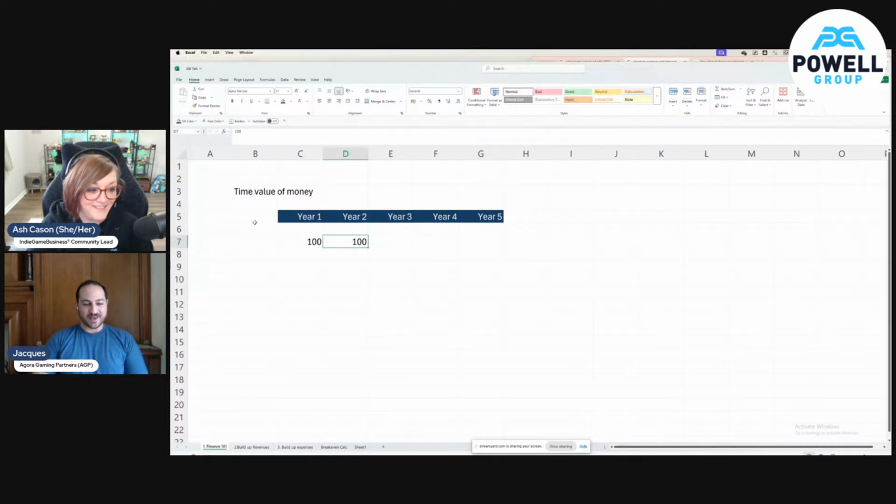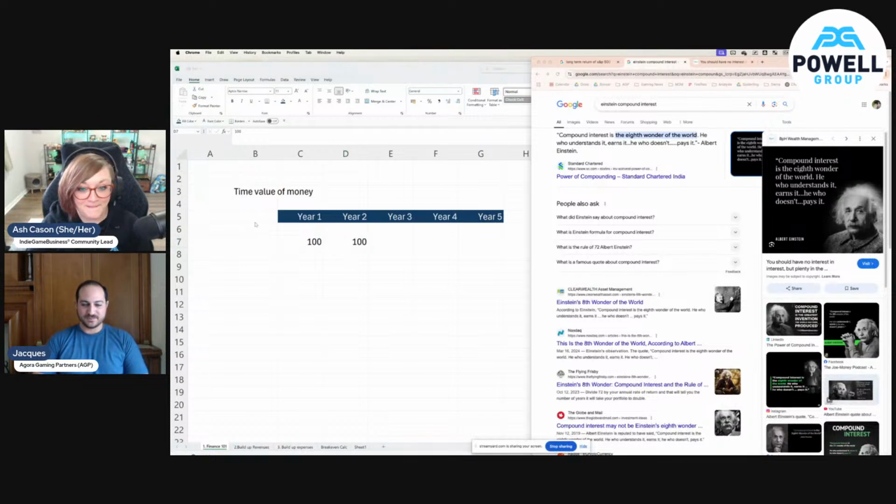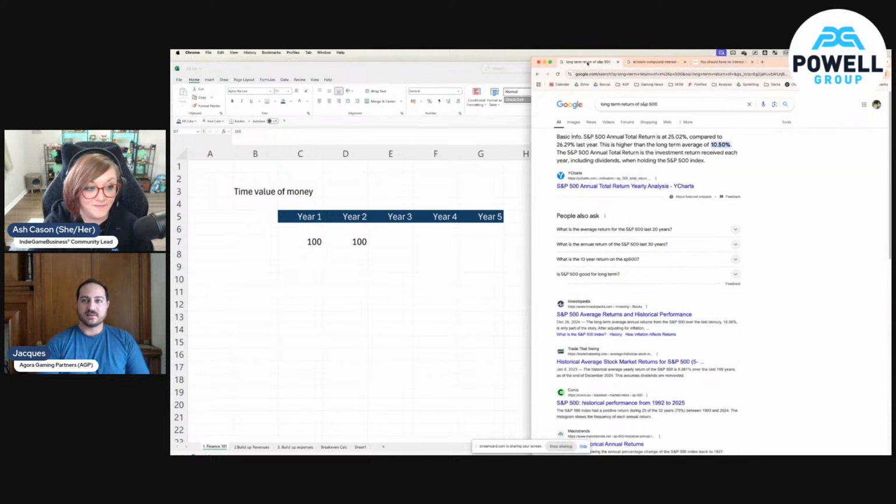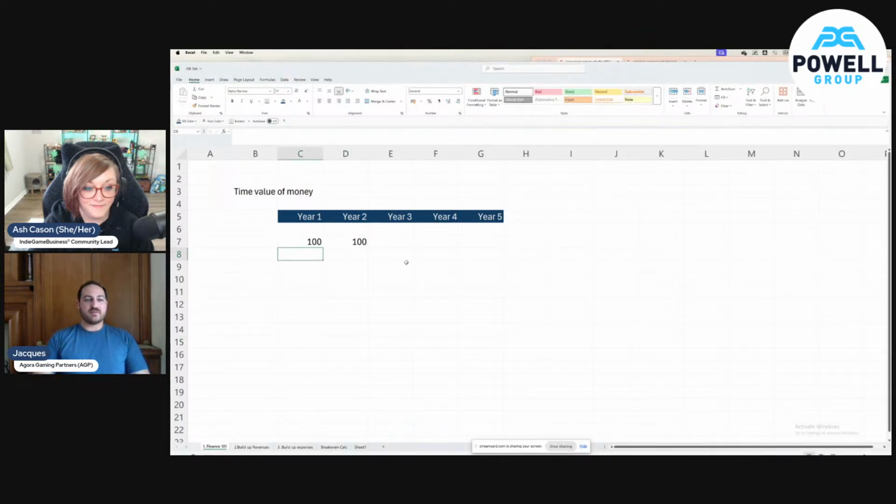Okay, so we're touching on an interesting idea, which is the idea of compound interest. Our friend Einstein has said compound interest is the 8th wonder of the world. He who understands it, earns it. He who doesn't, pays it. In simpler terms, the long-term average return for the S&P 500 is 10.5%. So what that means is that if I invested this $100 that I got today in the S&P 500, a year from now, I would have 110.